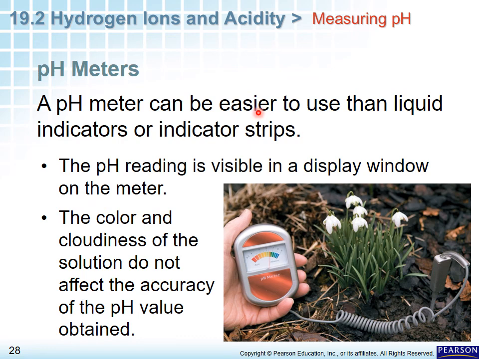The pH meter can be easier to use than the liquid indicator or indicator strip. The pH reading is visible in the display window on the meter. Here you can see the color or cloudiness of the solution does not affect the accuracy of the pH value obtained. So here it is taking the soil pH and then indicating how much it is.